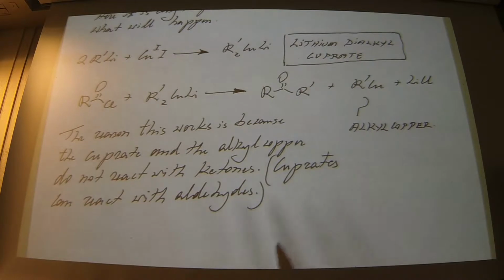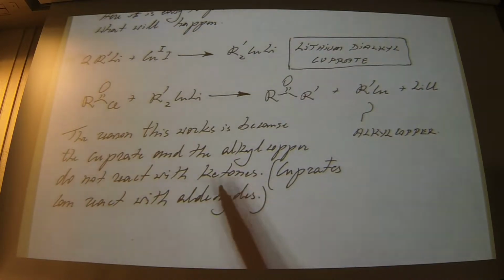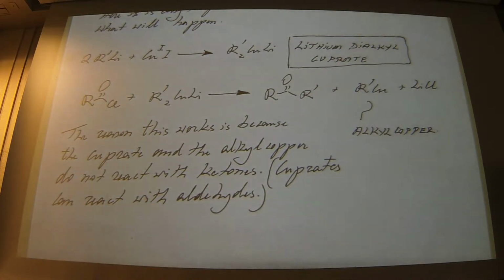Cuprates do other things. We're going to see those again, but they do not react with ketones. They will, and this is kind of an aside, if you let them, react with an aldehyde, but that reaction is also slow. So if you do the reaction with the acid chloride in the presence of an aldehyde, it's not a problem.